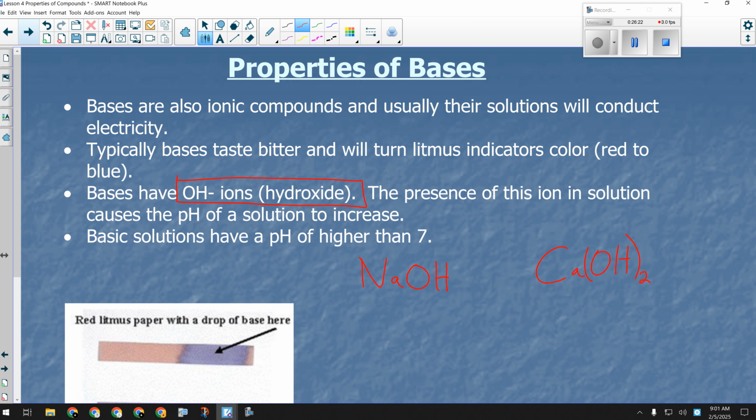Which one would be more basic? Sodium hydroxide or calcium hydroxide? Which one has more OH? The calcium hydroxide. So just like acids, whichever one has the most H is the most acidic, for bases the one that has the most OH is the most basic. So this stuff is sodium hydroxide, this stuff is calcium hydroxide, this is lime.